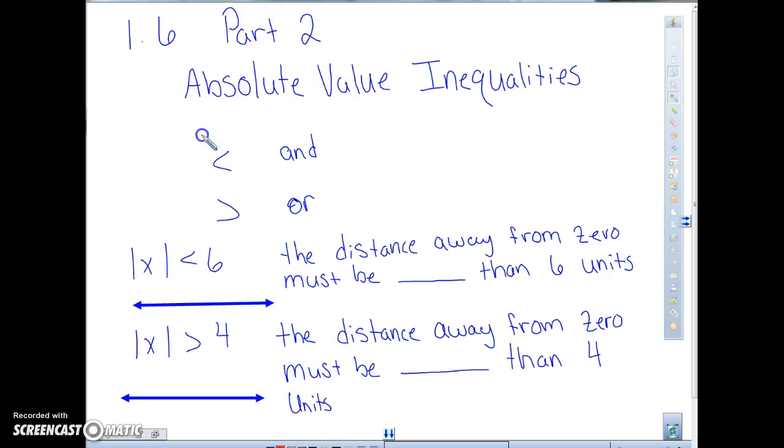But this is something you need to memorize, so write it down in your notes, memorize that if it's absolute value bars and then a less than sign, it's an AND. If it's absolute value bars and then a greater than sign, it's an OR.